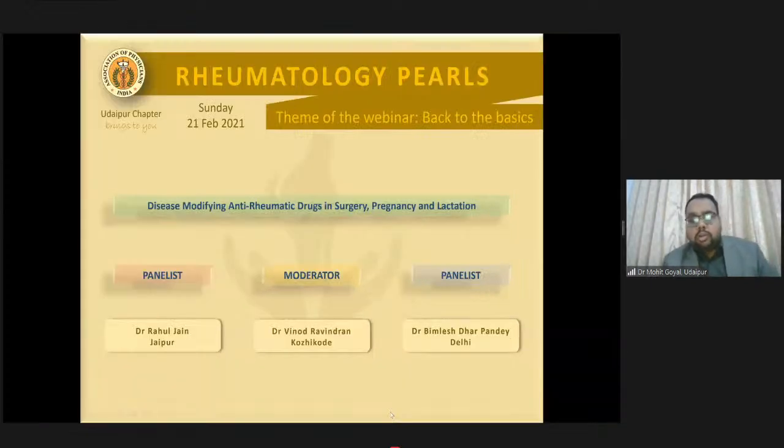Moderating this session will be Dr. Vinod Ravindran. He's a consultant rheumatologist at Center for Rheumatology, Calicut. He's a former editor-in-chief of the Indian Journal of Rheumatology and presently the editor-in-chief of the Royal College of Physicians of Edinburgh journal. On the panel for this discussion would be Dr. Rahul Jain, consultant rheumatologist at Narayana Hospital, Jaipur. He is currently also the president of the Indian Rheumatology Association Rajasthan chapter. On the panel will be Dr. Bimlesh Dhar Pandey, senior consultant at Fortis Hospitals, Noida. He has a lot of research work on B-cell depletion and is an eminent clinician. With that, I hand over the proceedings to Dr. Vinod Ravindran for this panel discussion.